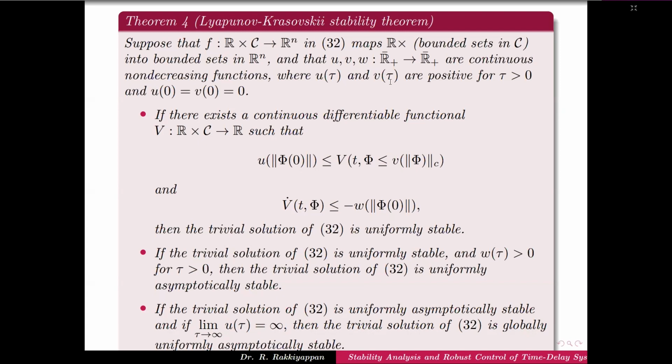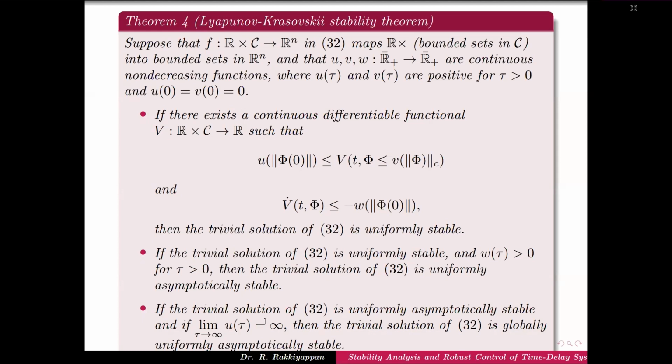If there exists a continuous differentiable function v from R cross T to R such that u of norm phi of 0 is less than or equal to v of t comma phi is less than or equal to v of norm phi, then the derivative of this functional is less than or equal to minus w of norm phi of 0. Then the trivial solution of 32 is uniformly stable. Similarly, we have to prove uniformly asymptotically stable with relaxing some condition. And also we have globally uniformly asymptotically stable with this condition.